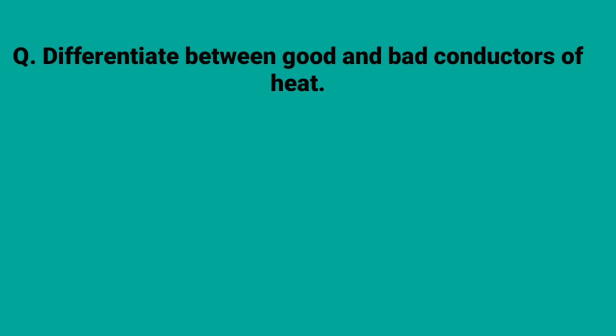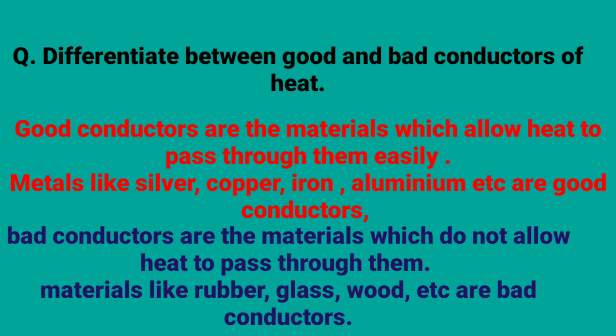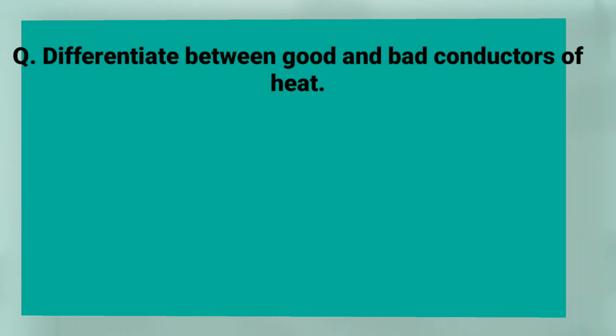Next question is, differentiate between good and bad conductor of heat. So good conductors are the materials which allow heat to pass through them easily. Metals like silver, copper, gold, aluminium, iron are good conductors. Bad conductors are the materials which do not allow heat to pass through them. Materials like rubber, glass, wood are bad conductors.